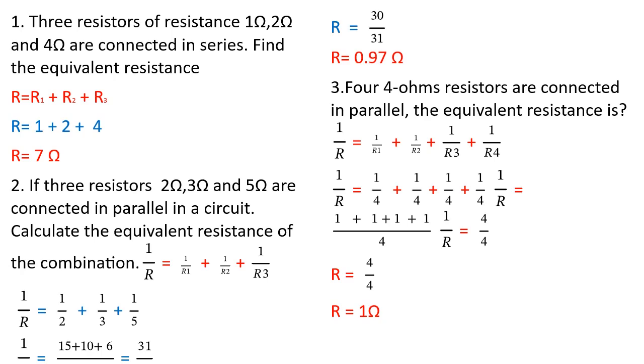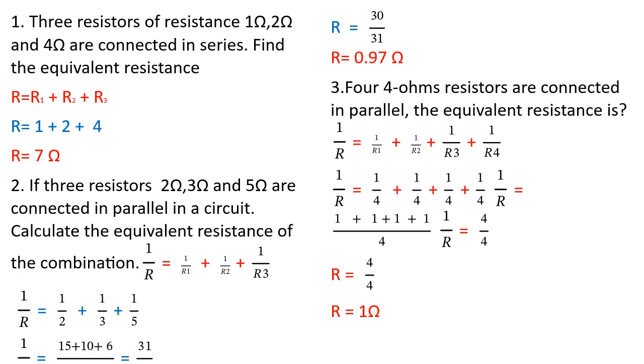Now we go back to resistance in series. We have that R equals R1 plus R2 plus R3, where R1 is 1, R2 is 2 and R3 is 4. Therefore, R equals 1 plus 2 plus 4, which equals 7 ohms. The equivalent or the combined resistance is 7 ohms.